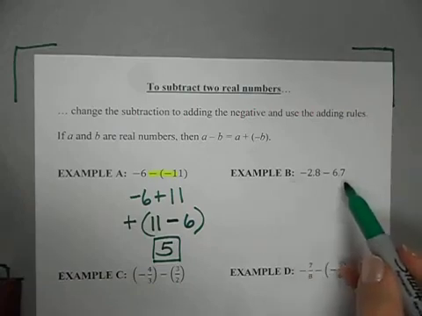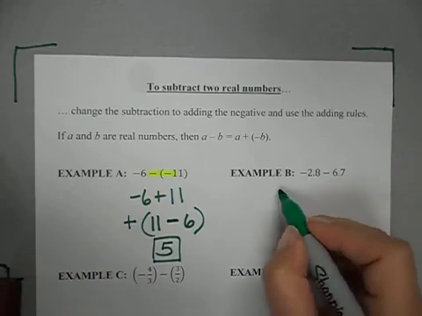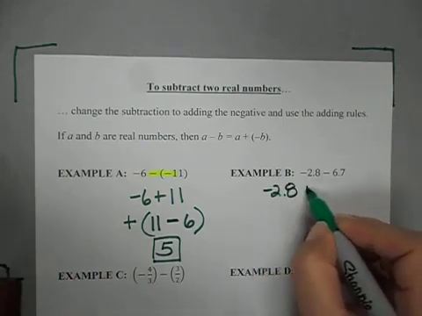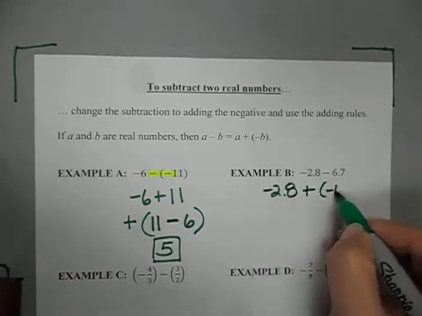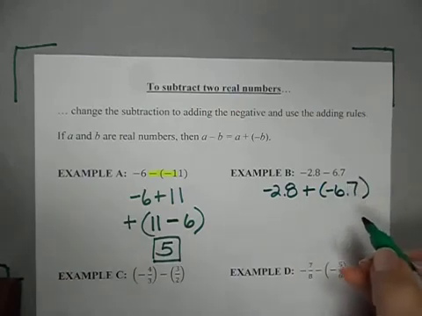If we look at example B, this is a subtraction problem. There are no double negatives to take care of. So we are going to change that to an addition problem. So we change that to negative 2.8 plus negative 6.7.